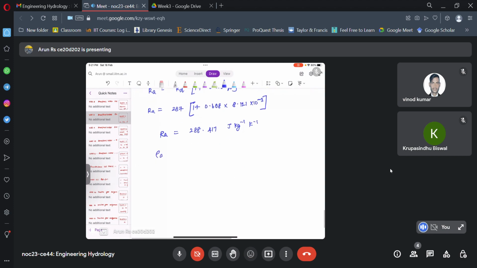So now we can calculate the density of the air: 100.5 into 10 power 3 divided by 288.417 into the mean temperature, 18.25 plus 273 converting to Kelvin. So the density of air is 1.196 kg per meter cube.